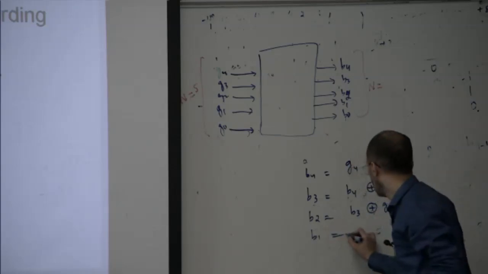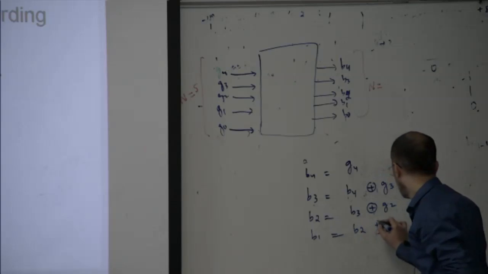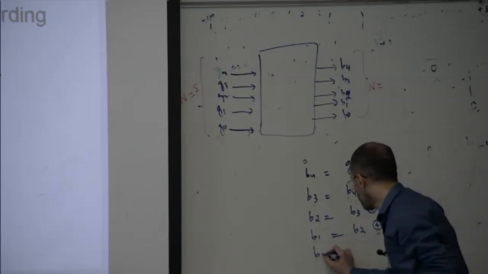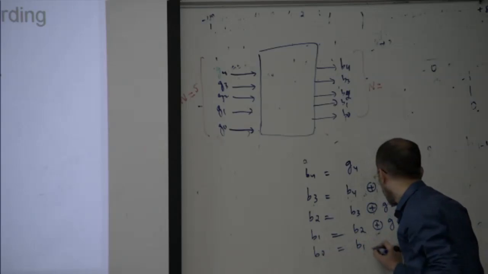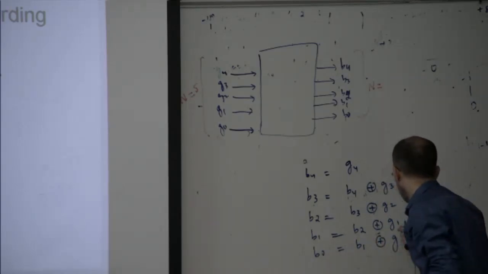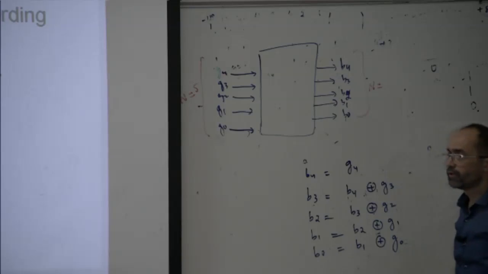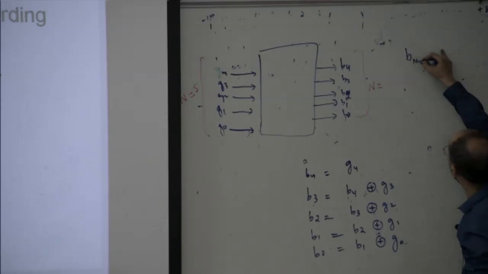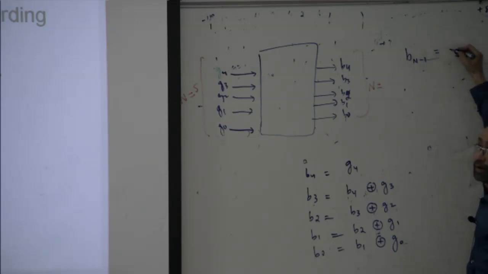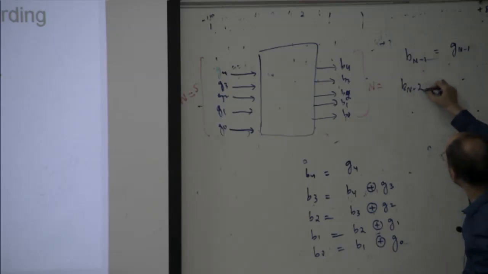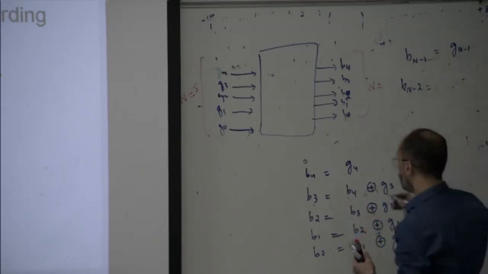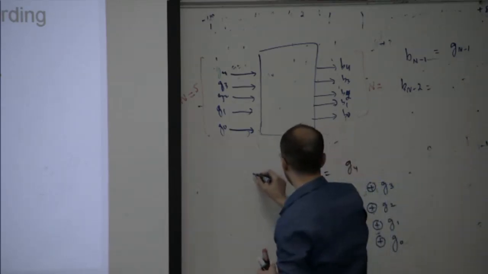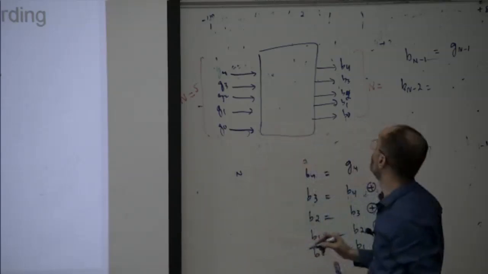What about B1? What about B0? G what? 0. So in general, how can we write? What is Bn minus 1? Gn minus 1. What is Bn minus 2? Now, this is n minus 1. What is n here?